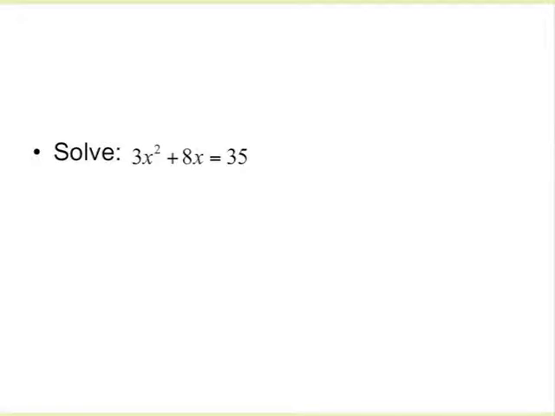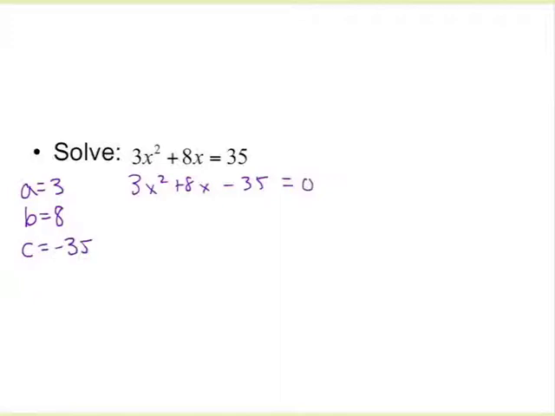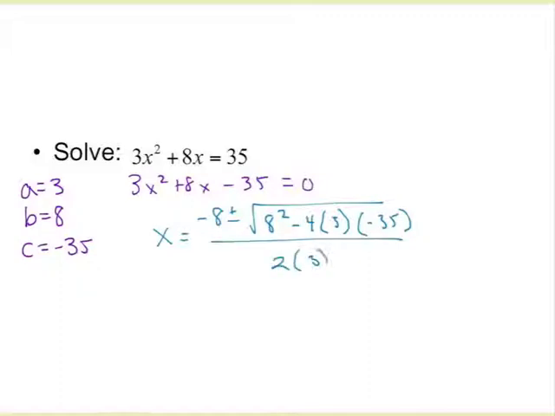This one has stuff on both sides, so I'd begin by subtracting that 35 over. Gives me an a of 3, a b of 8, and a c of negative 35. And we'll plug in the formula. x equals negative b plus or minus square root of b squared minus 4ac divided by 2a.